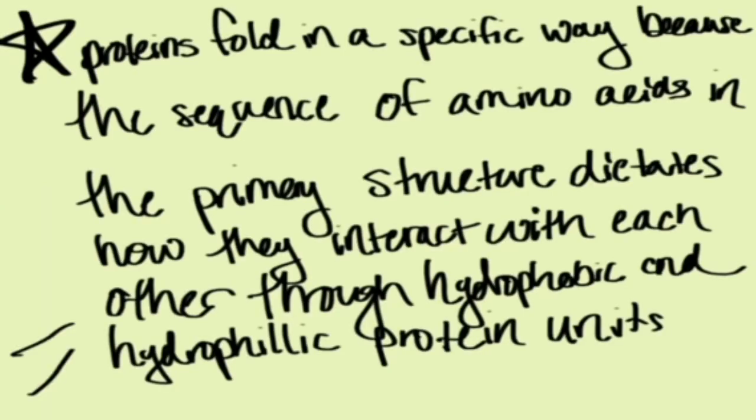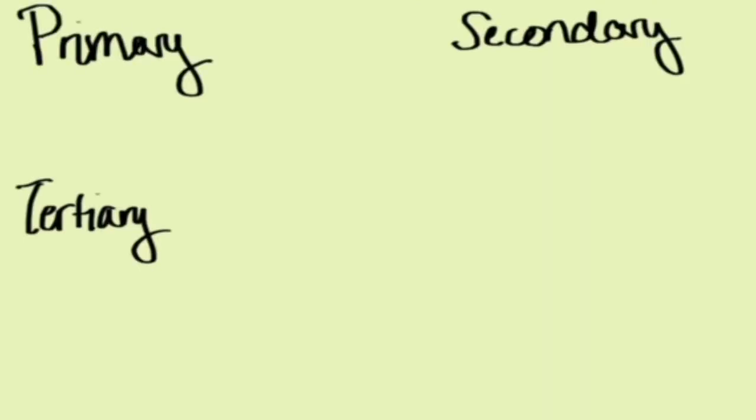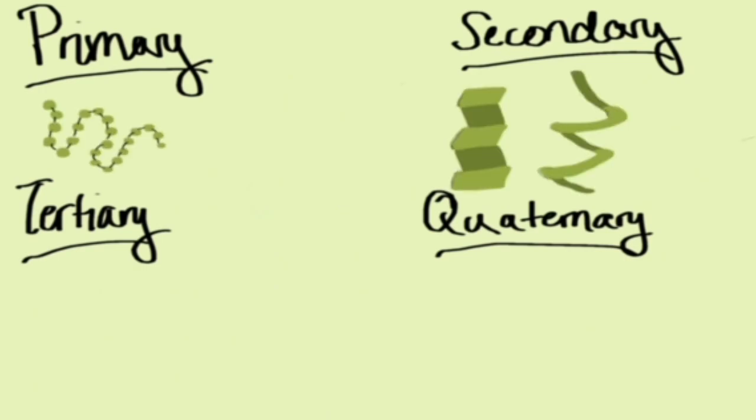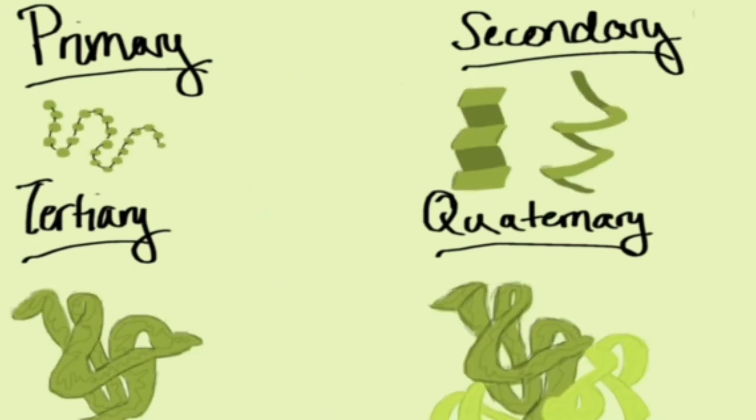Proteins fold in a specific way because the sequence of amino acids in the primary structure dictates how they interact with each other through hydrophobic and hydrophilic units. Primary is an amino acid sequence of the polypeptide chain. Secondary are interactions from alpha helices and beta-pleated sheets. Tertiary are more compact structures forming protein domains, distinct structural units that fold independently. Quaternary are composed of multiple tertiary subunits.